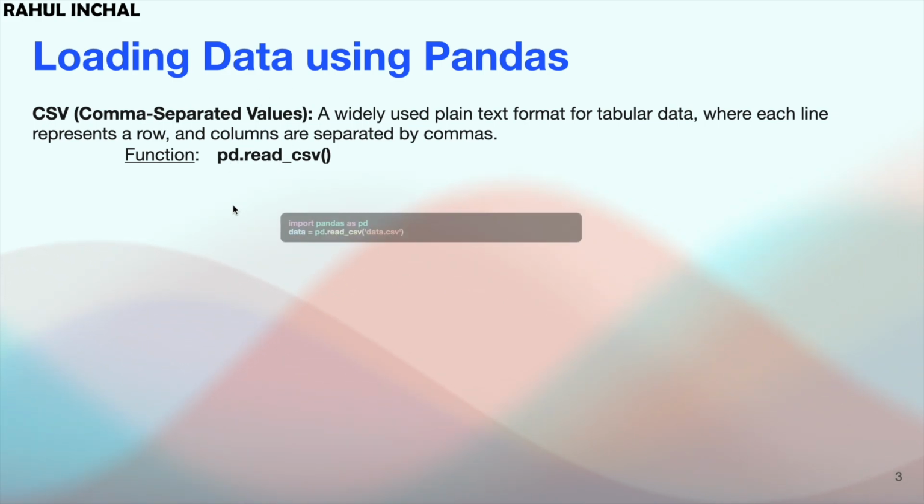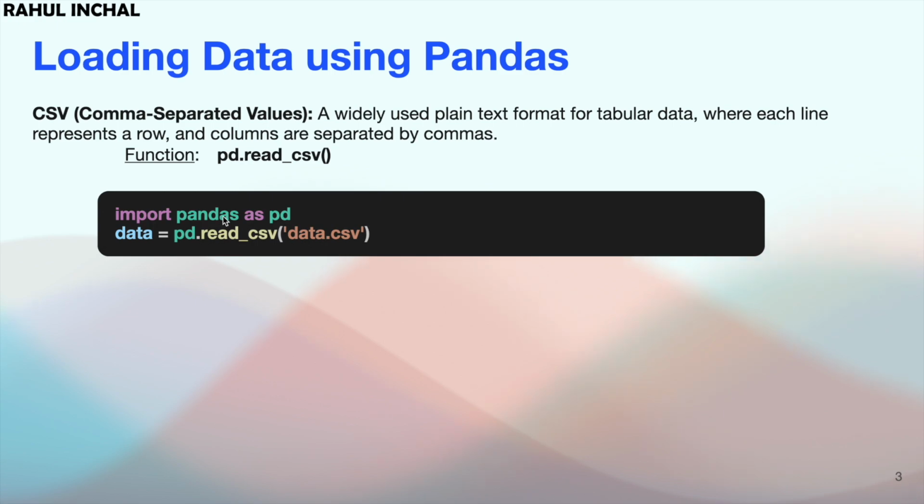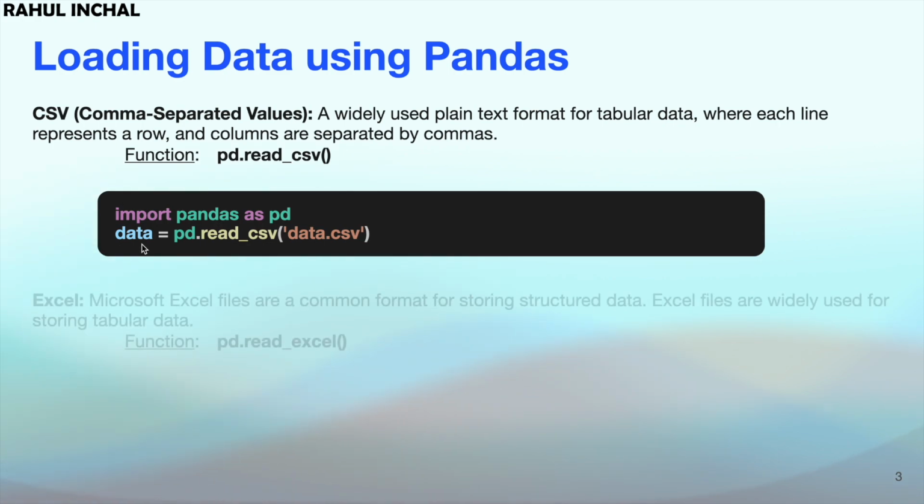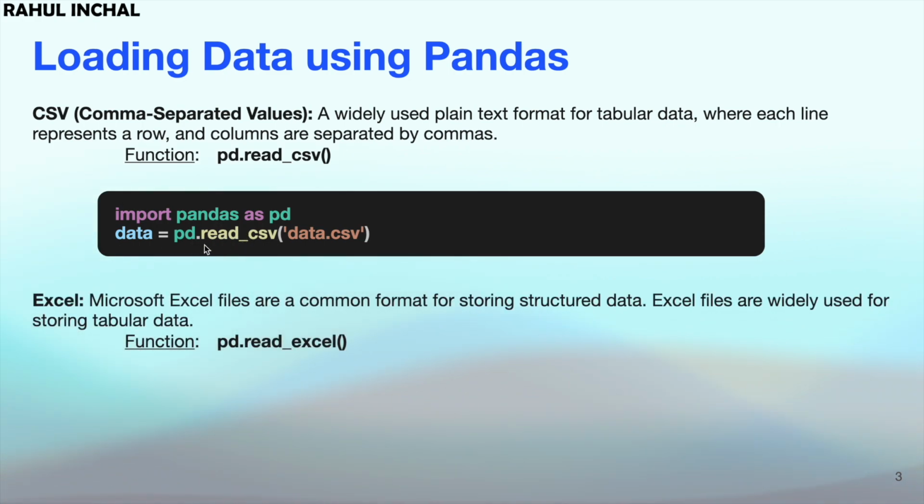First we have to import pandas. Pandas is a library, and I don't want to write pandas again and again, so I give it an alias called pd. Then I call the function pd.read_csv, and in brackets, in quotes, I give the location of the CSV file, whether it is on my local machine, GitHub, Kaggle or somewhere else. Then I store it in a variable called data. This is the syntax for it.